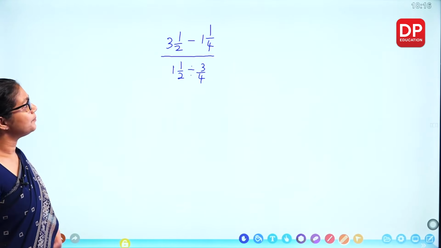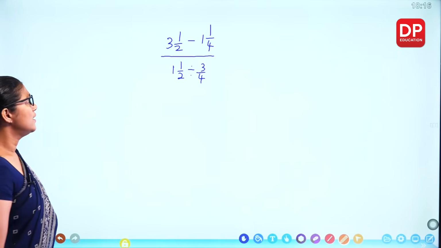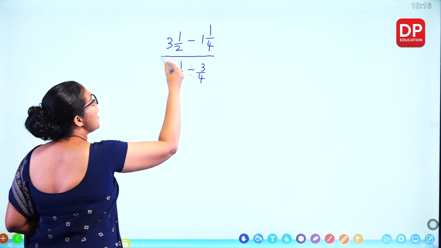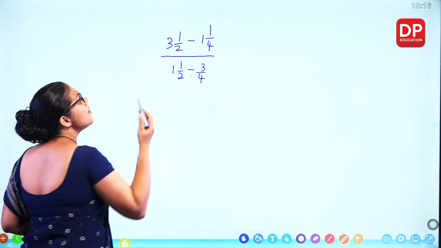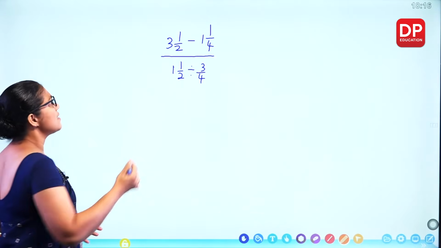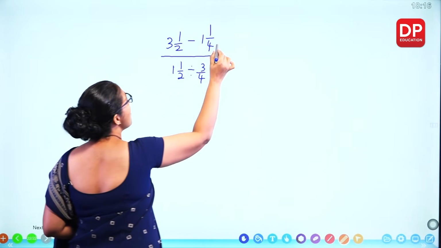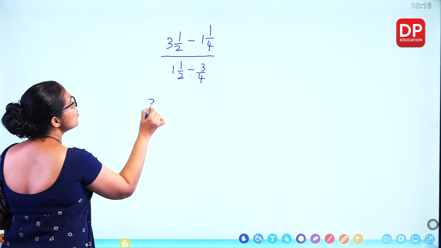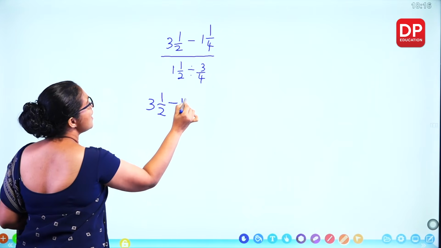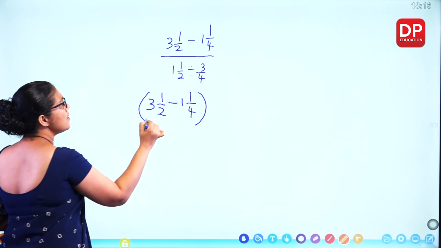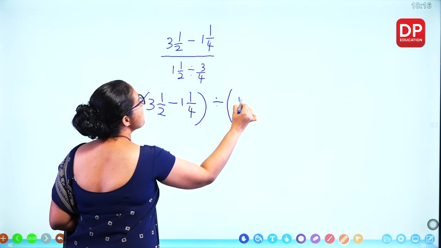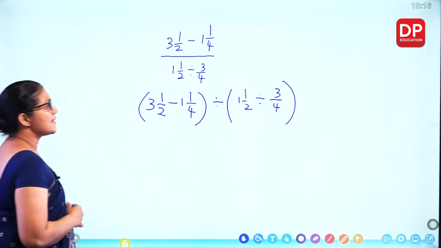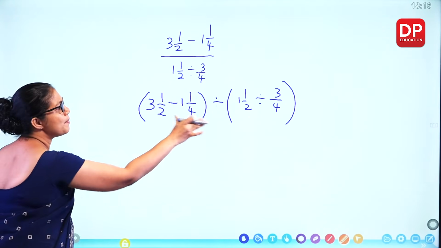Again, another question. This is also division. So you can see this one divided by this one. Here brackets are not given, but you have to assume that there are brackets in the numerator and the denominator. So what I can do is rewrite this question as this one divided by 1.5 divided by 3/4. Something like this. So you can do the brackets first.